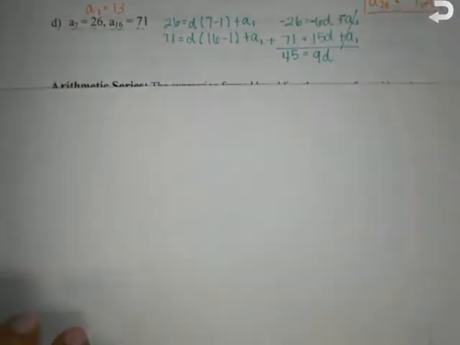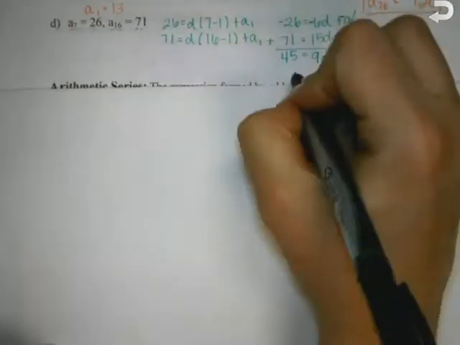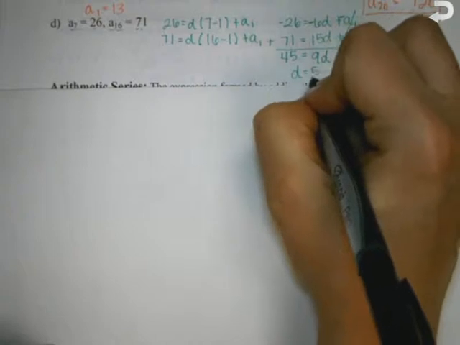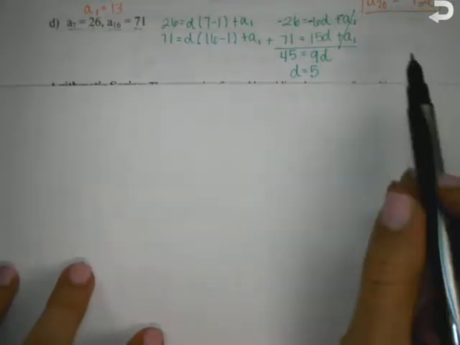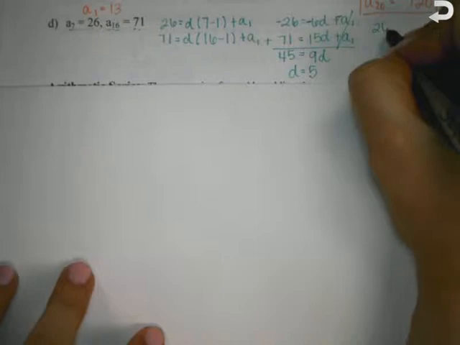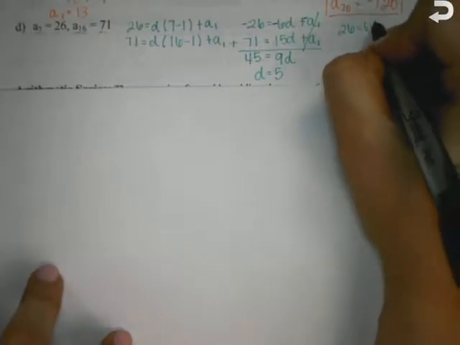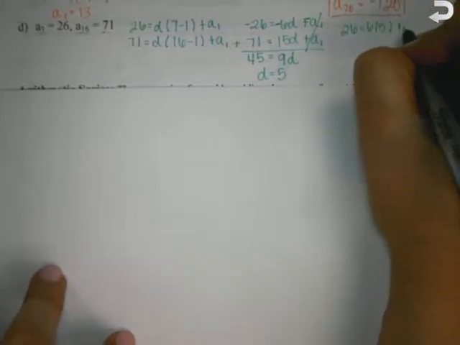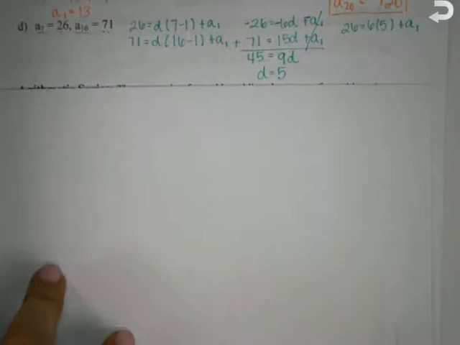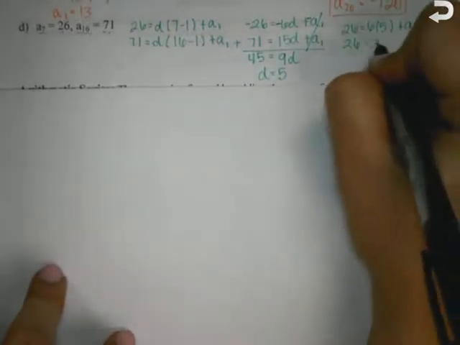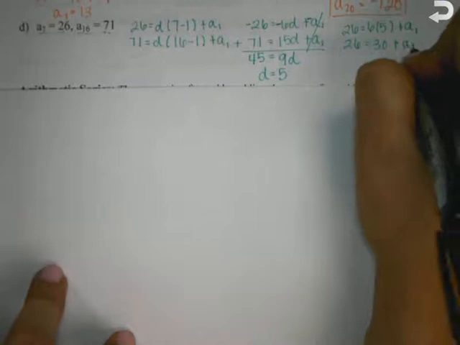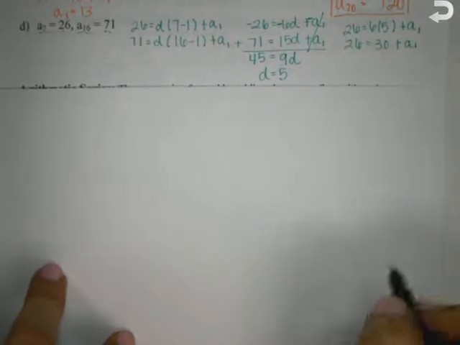Okay. So I know what D is. How do I find a sub 1? Plug it back in. Where do you guys want to plug it back in? 26? Okay, so 26 equals 6 times 5 plus a sub 1. 26 equals 30 plus a sub 1. Subtract 30 from both sides, so a sub 1 equals negative 4.